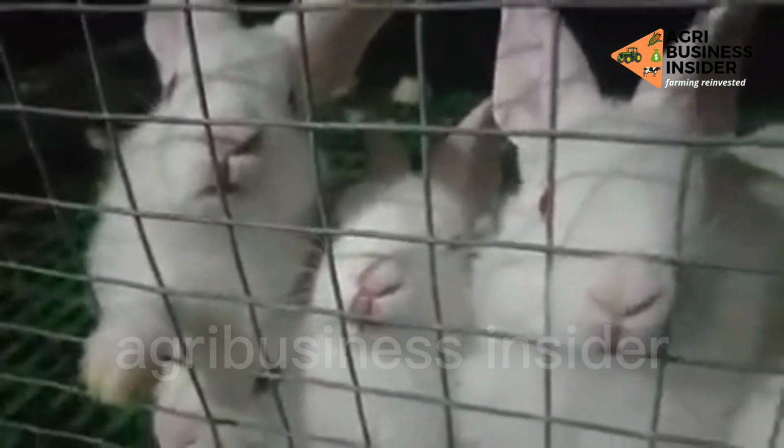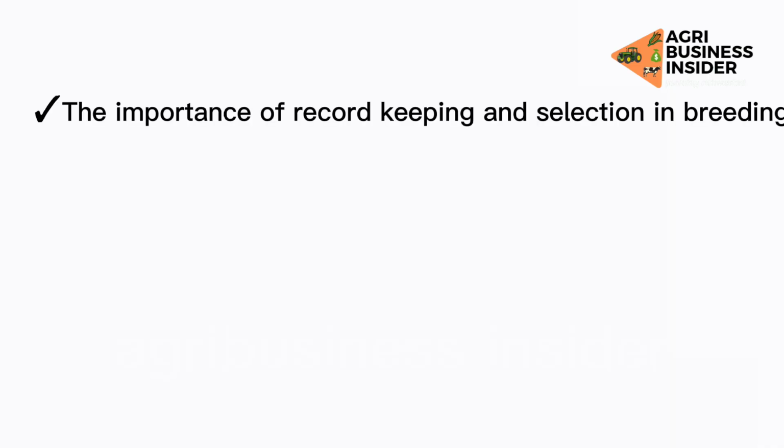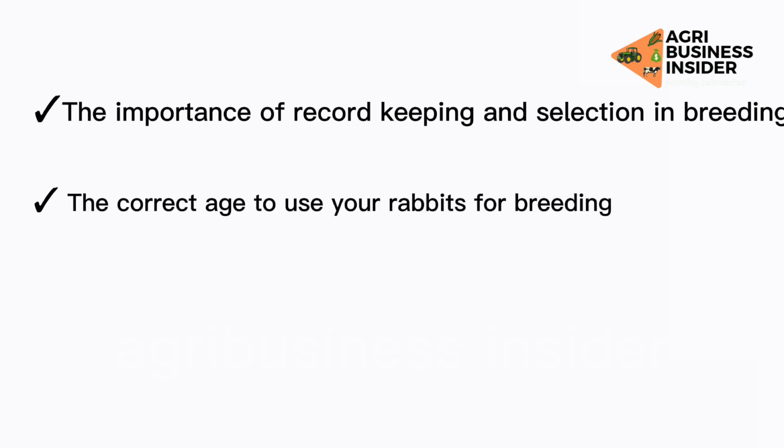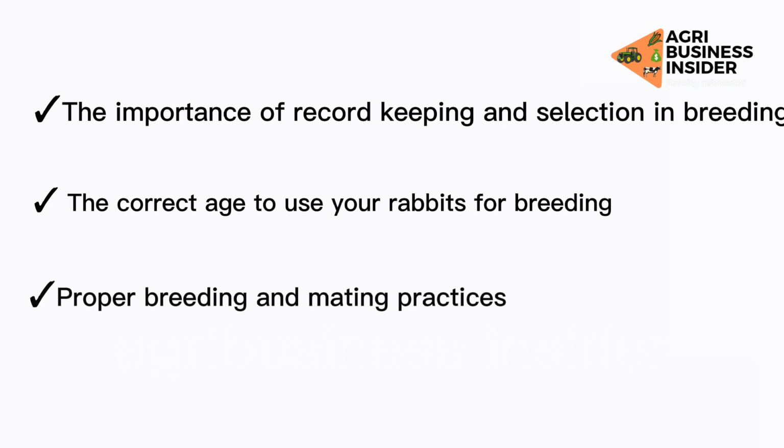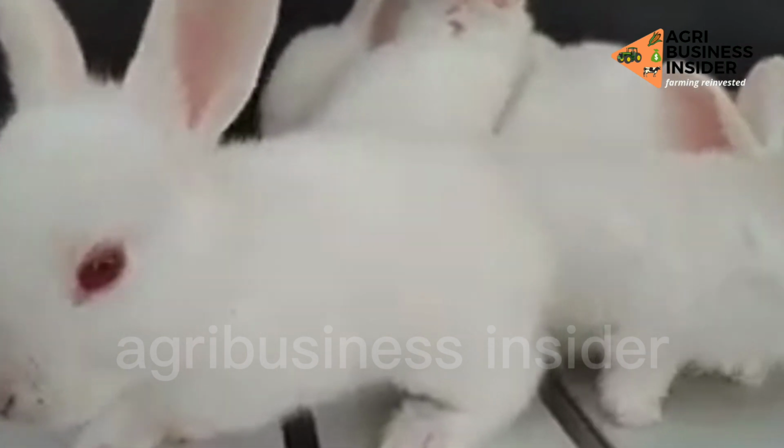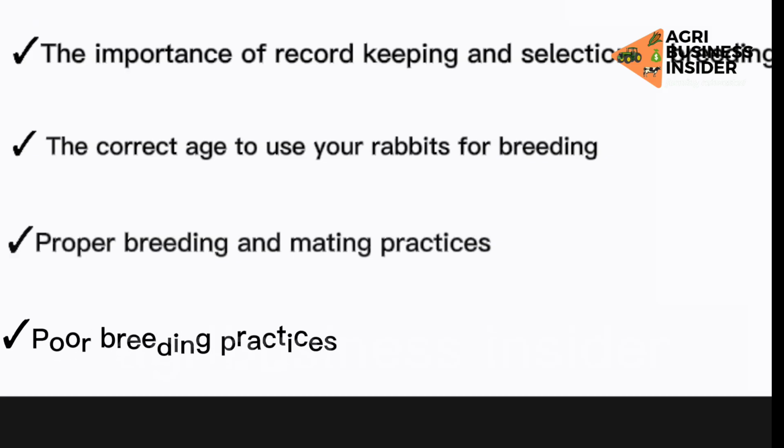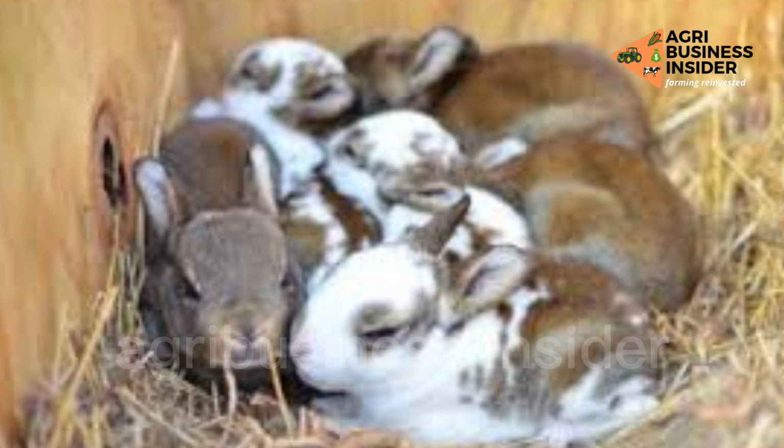your rabbit meat farming. At the end of this video, you are going to know the importance of record keeping and selection in breeding. You are also going to know the correct age at which you are going to use your doe and your buck for breeding, and also the standardized process of breeding and mating of your rabbits. And at the end, you are going to be able to identify the poor breeding strategies or practices that maybe you could be practicing in your farm and that are leading to low litters in your rabbits. So the first thing, what is breeding?